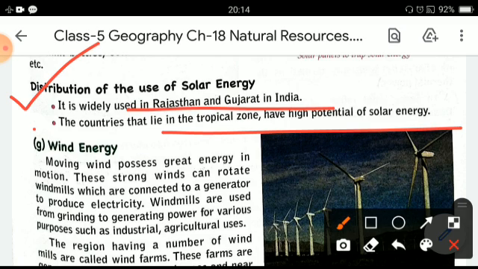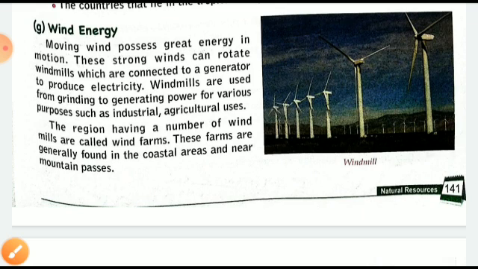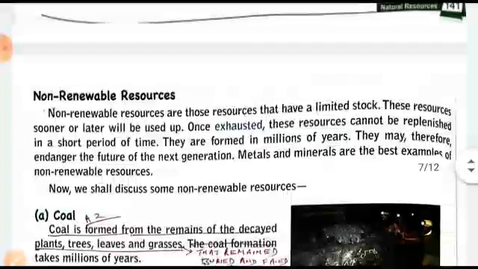Then another source of energy is wind energy. Moving wind possesses great energy in motion, and these strong winds can rotate windmills. It has enough power to rotate windmills which are connected to generators that produce electricity when they move. Windmills are used for grinding and to generate power for various purposes such as industrial and agricultural uses, and a region having a number of windmills is called a wind farm. These farms are generally found in coastal areas and near mountain passes.